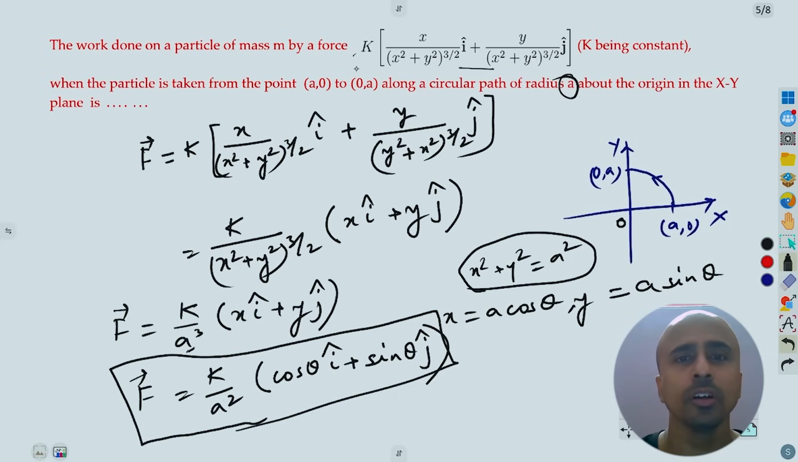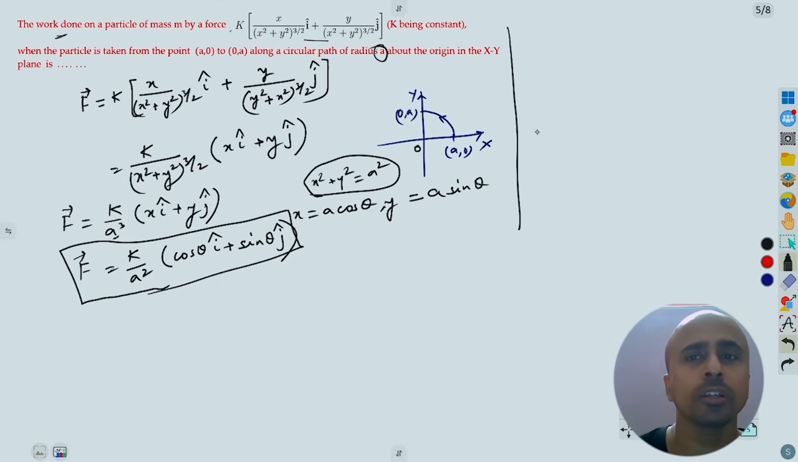Okay. Now we have to find the work done. So what is the formula for work done? We know that work done is the integral of the F vector dot ds, right?